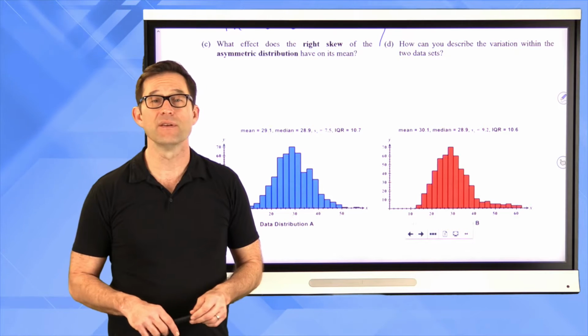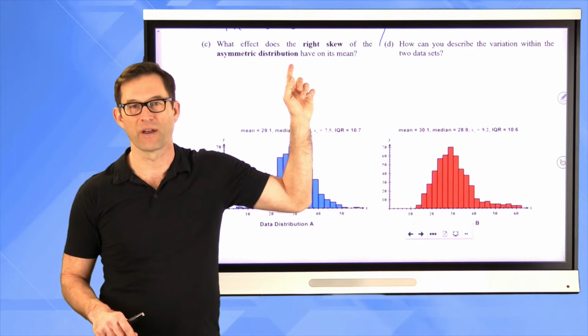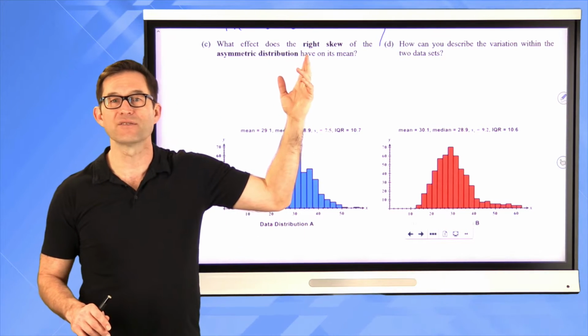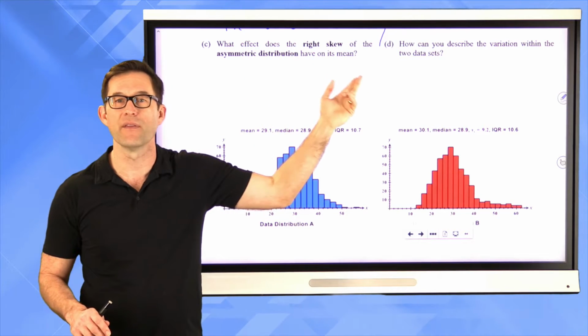Now, the fact that the distribution is not symmetric means that it is asymmetric. All right, so back to the question. What effect does the right skew of the asymmetric distribution have on the mean?